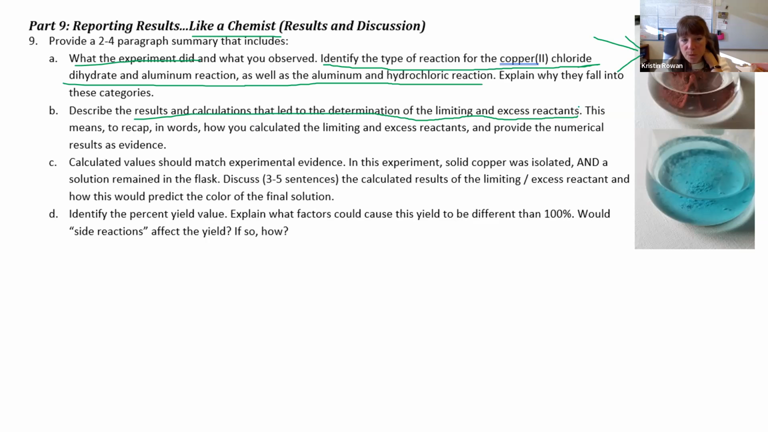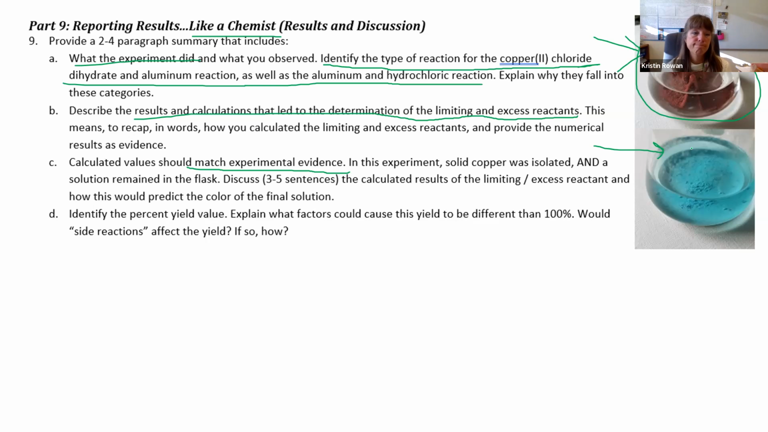Calculated values should match experimental evidence. What does that mean? If you tell me that the aluminum was in excess, but the solution is blue, that's a problem. Because if the aluminum was in excess, like I have over here in the upper right, you would not see any blue. If the copper 2 chloride was in excess, you would see blue, but you wouldn't see any aluminum. So that's where you have to be on the same page with yourself when you're reporting these reactions and your results.